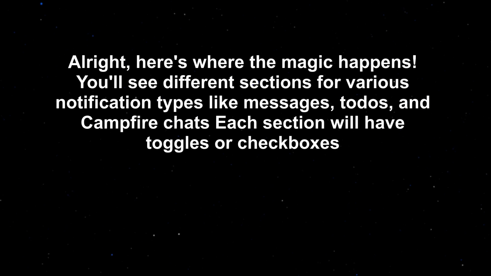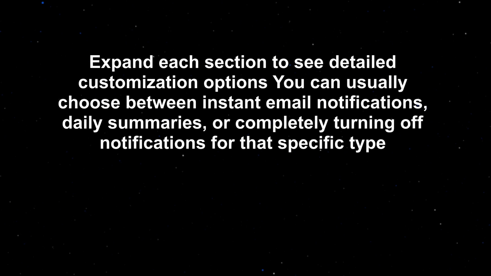Alright, here's where the magic happens. You'll see different sections for various notification types like messages, to-dos, and campfire chats. Each section will have toggles or checkboxes. Expand each section to see detailed customization options. You can usually choose between instant email notifications, daily summaries, or completely turning off notifications for that specific type.